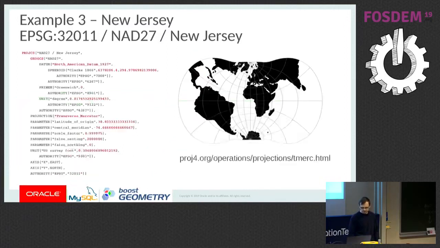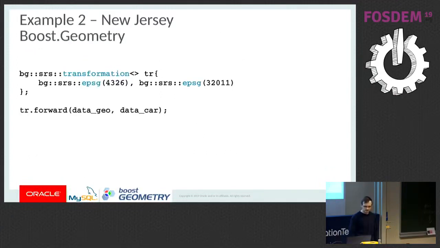So this is the definition in WKT. The interesting thing here is that previous projections used meters, but here we have feet. It's the fifth line from the bottom. So this way you've seen already, right?